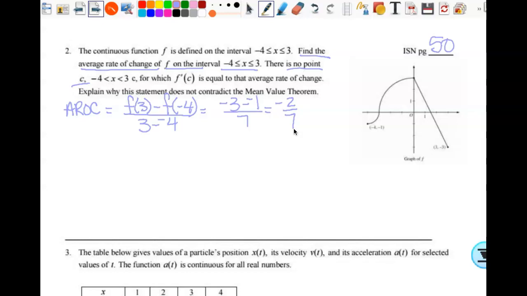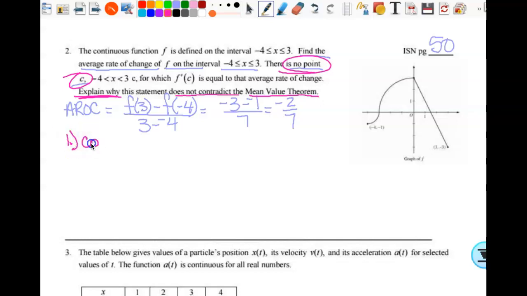And if we had the derivative, we could take the derivative, we could set it equal to each other. Maybe we find something, but it says right here, there is no point C for which f prime of C is equal to the average rate of change. Explain why this statement does not contradict the mean value theorem. Because the mean value theorem says there is a point, but why doesn't it contradict it? Because it has a cusp, because it doesn't meet the conditions, right?